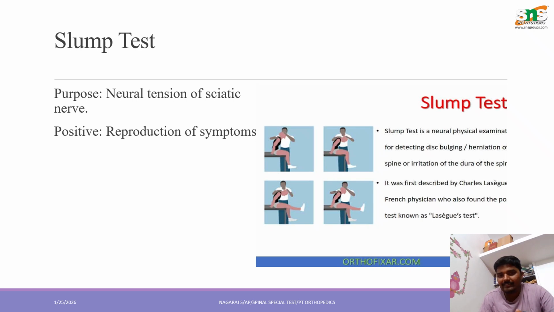First, the patient is sitting at the edge of the table. Then the patient does neck flexion. Then third position, the knee and leg are extended. Then keep the neck flexion and knee extended position. In case of lumbar radiculopathy, pain is provoked from the hip to the lower limb.